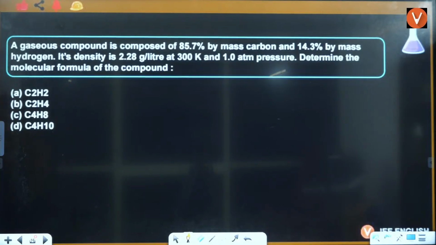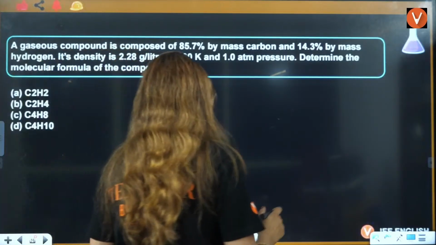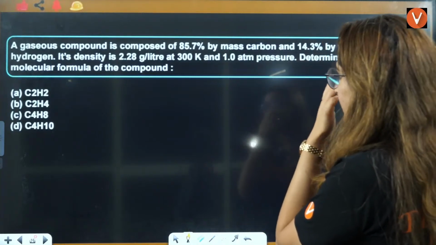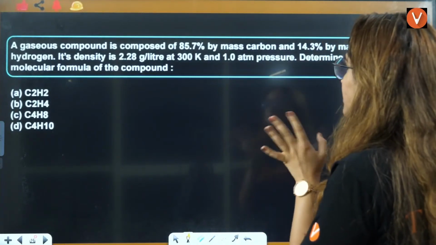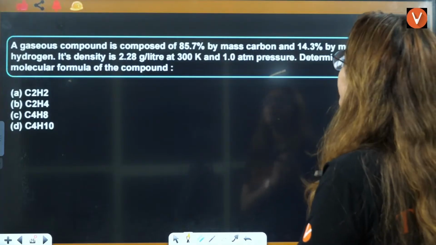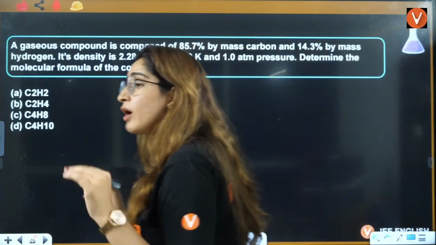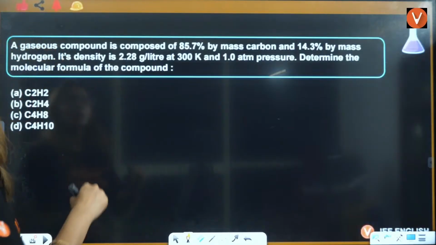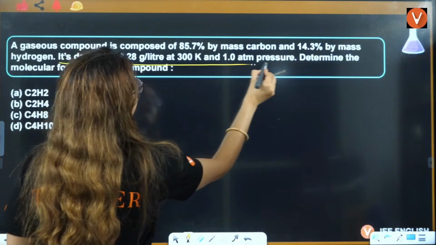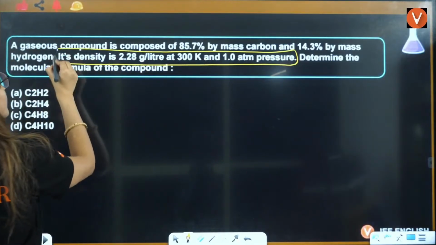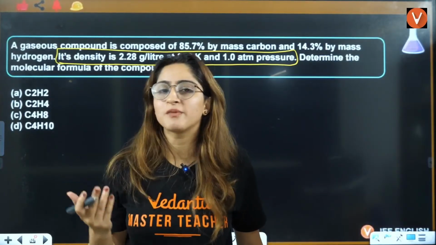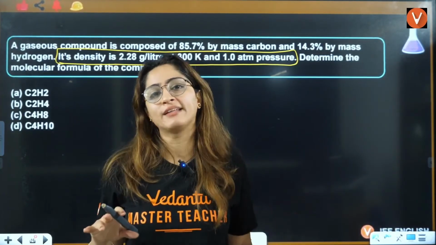Let's understand what is given to you here. They have given you a gaseous compound that contains 85.7% mass of carbon and 14.3% mass of hydrogen. You have to calculate the molecular formula, but they have not given you the molecular mass. Variations are possible: instead of giving you the molar mass, they can give you a hint for calculating it.